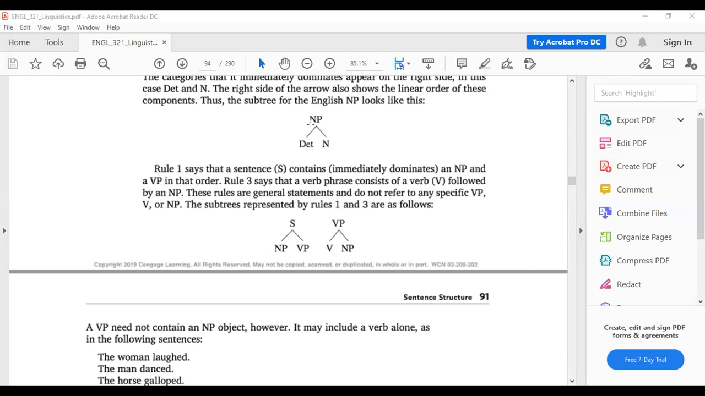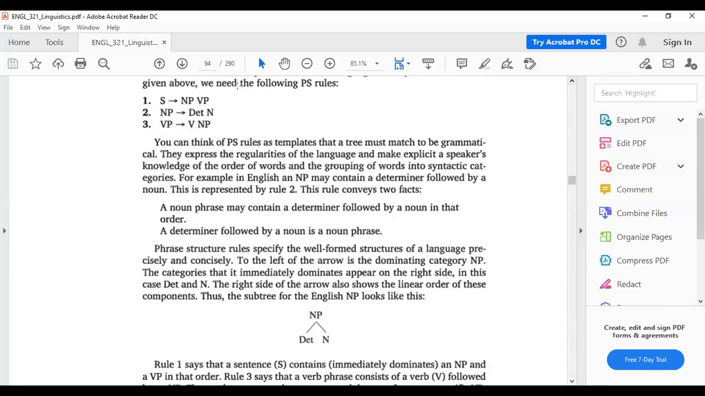So as Bushra mentioned, in the sentence we have NP and VP, noun phrase and verb phrase, and she said in the noun phrase we can have a determiner and noun, and NP gives Det and N.